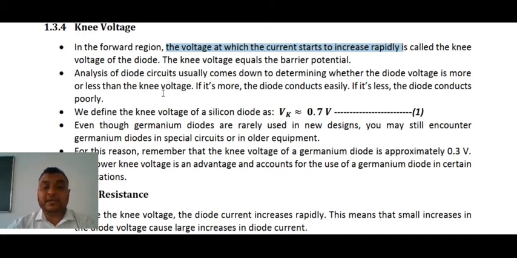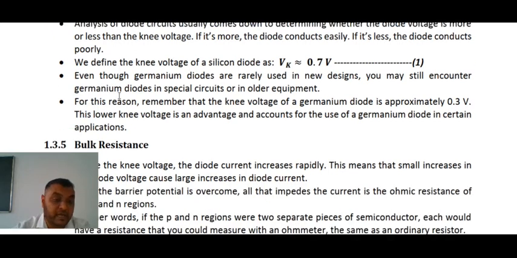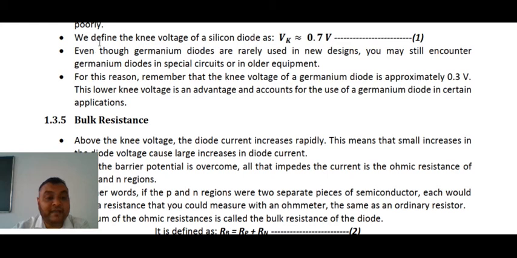So now, analysis of a diode circuit usually comes down to determining whether the diode voltage is more or less than the knee voltage. If it's more, the diode conducts easily, and if it is less, the diode conducts poorly. So it is but obvious that अगर आपका जो वोल्टेज है वो नी वोल्टेज से कम होगा तो करंट फ्लो नहीं होगा, और अगर उससे ज़्यादा है तो इजीली करंट फ्लो हो सकेगा.